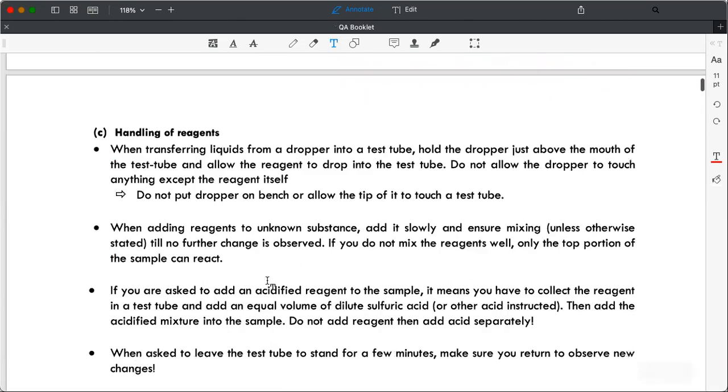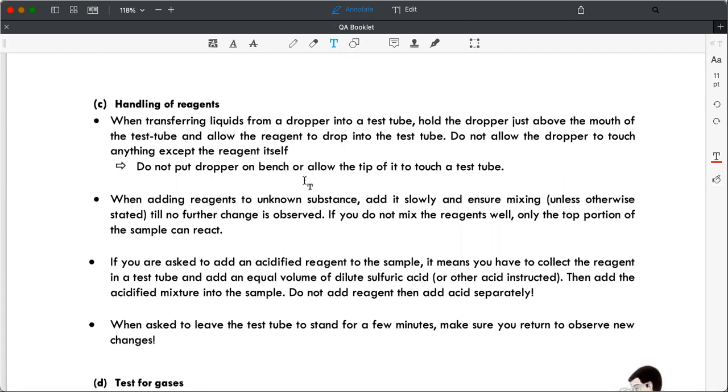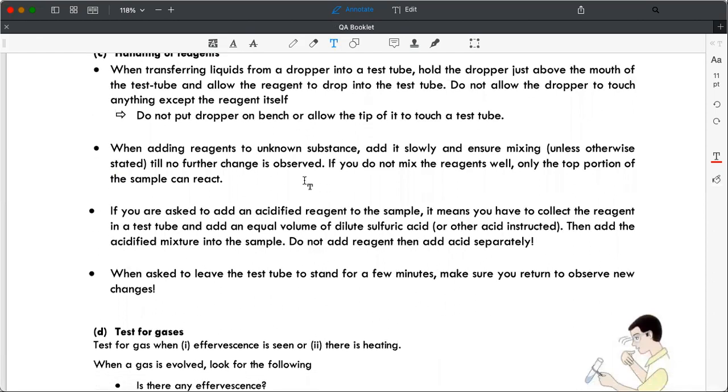These are just some practical precautions when you carry out your practical. Remember to hold the dropper just above the mouth and do not let the dropper touch the test tube, to cause it to be contaminated. Do not allow the dropper to touch anything else except the reagent itself, which you need to transfer from the reagent bottle into the test tube for testing. Do not put the dropper on the bench because the bench is not clean. There could be some residue of chemicals that can contaminate the dropper and make your results inaccurate, giving false positive results.